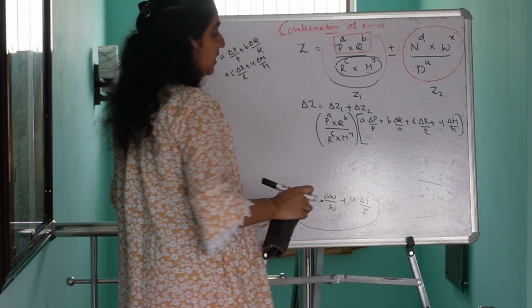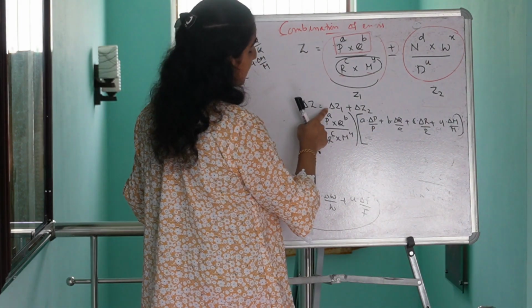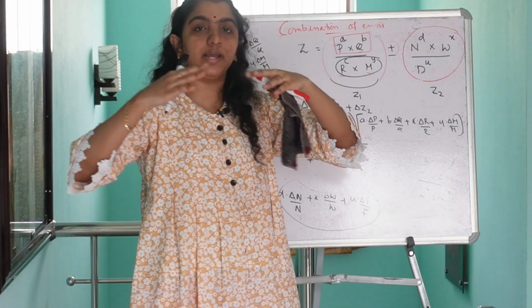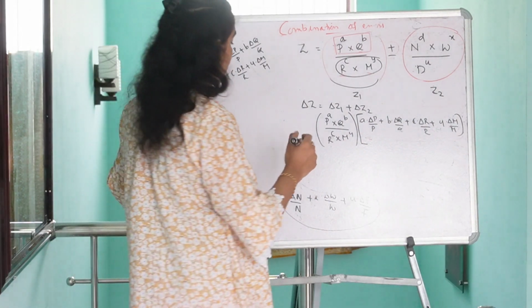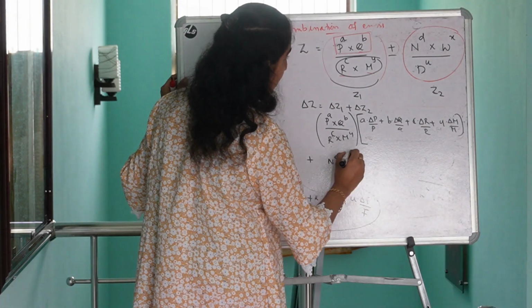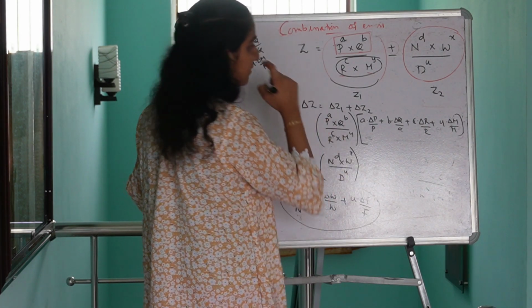So now, what is del Z2 equal to? It's very easy, guys. Just like del Z1, we have to multiply the relative error in Z2 by the actual value of Z2. What is the actual value of Z2? The actual value of Z2 is n power d into w power x divided by d power u. This is the actual value of Z2.